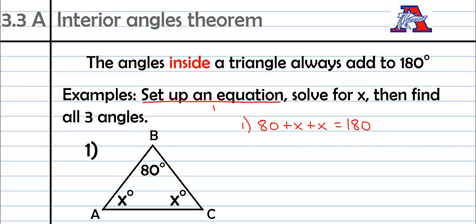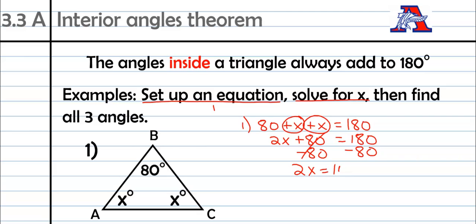Okay, step two is to solve for x. So I'm just going to keep working along here and solve for x. First thing I'd probably do is combine these two x's. So 1x plus 1x is 2x. So 2x plus 80 equals 180. And now I need to work to get x alone. So subtract the 80 from it. 2x is 100. And then last step, divide by 2. And x is 50. So this is our step two here, all of this.